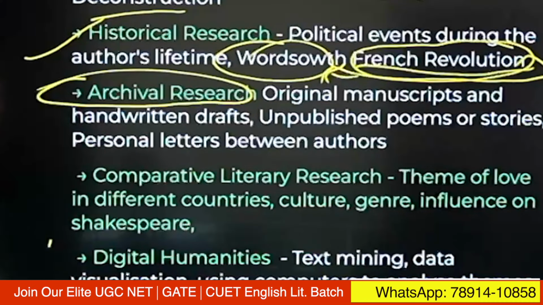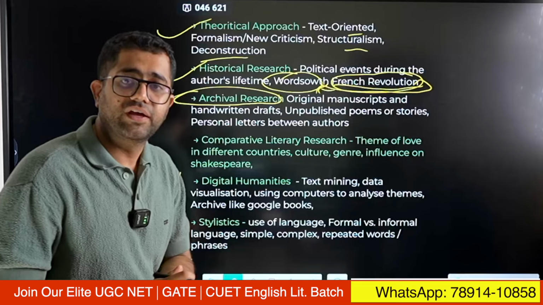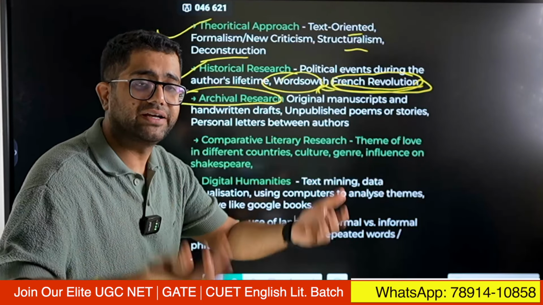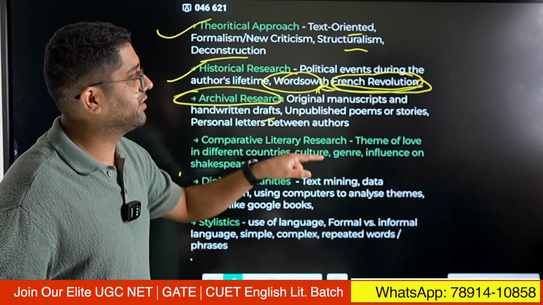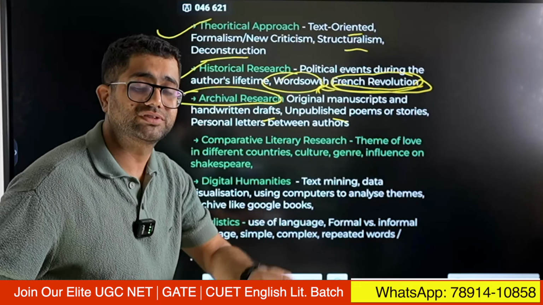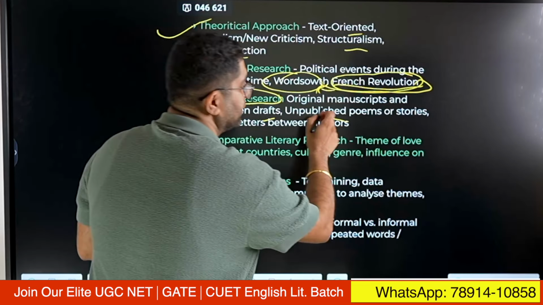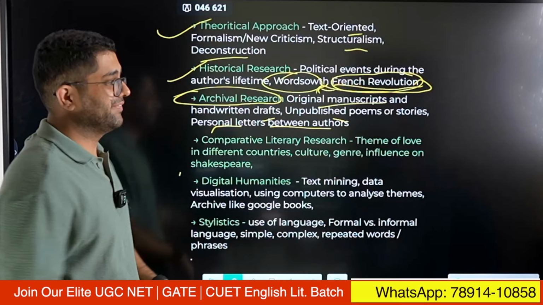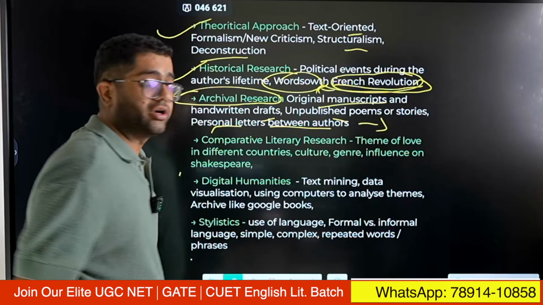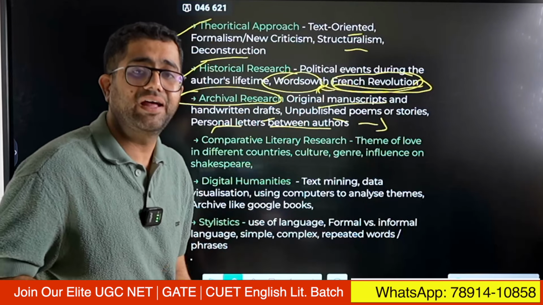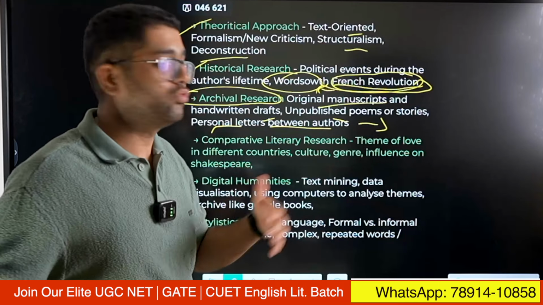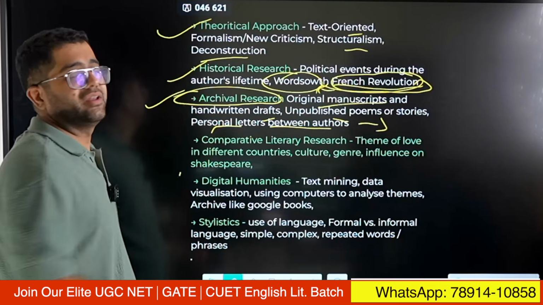We have archival research, which means the letters, archive, the original handwriting of the writer. You can say the handwritten drafts, the unpublished poems, that is archive. That is the original manuscripts, personal letters between the authors. For example, John Keats wrote a lot of letters to his brother, and those letters have been revived, so that is part of archival research.